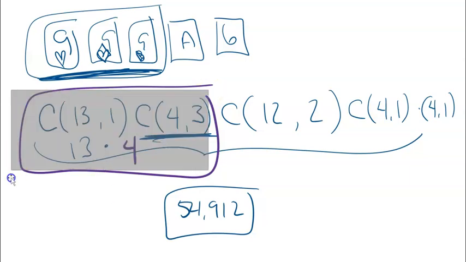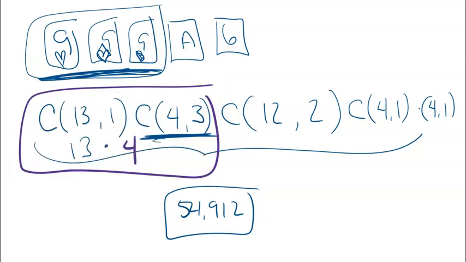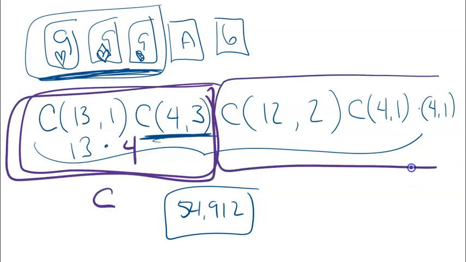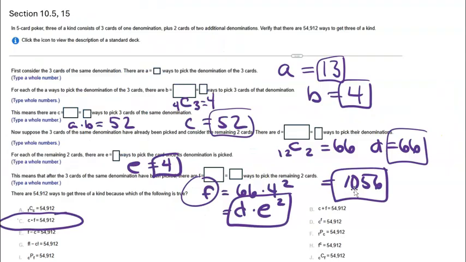They called all of that C. Oh, bad, I don't have my pen working. They called all of this C, and they called all of this F. So if we go back, that's just going to be C times F equals 54,912.